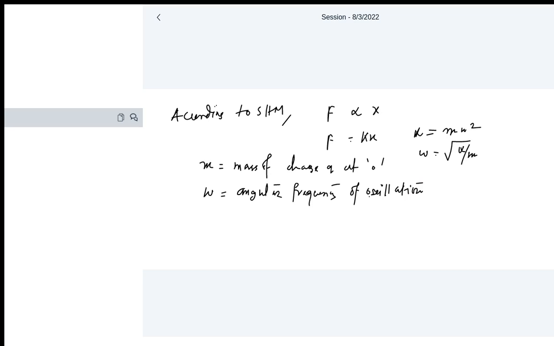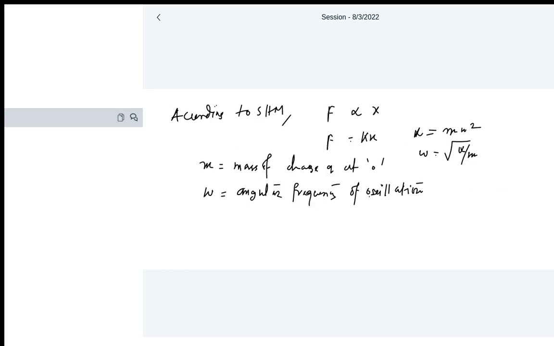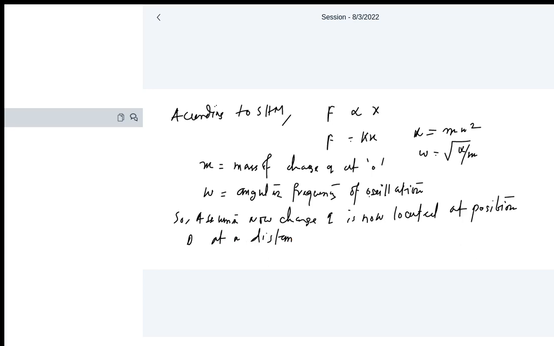Okay, angular frequency of oscillations. Now we're trying to find out what is the net resulting force on charge Q when the charge is located at a position D. Now assume charge Q is located at position D at a distance x from the origin.